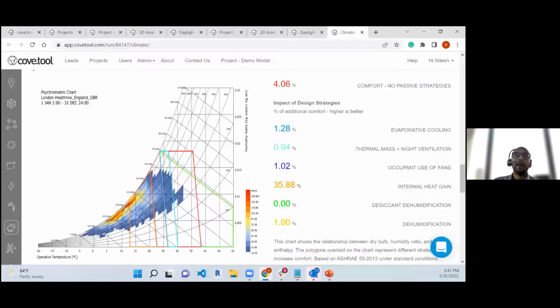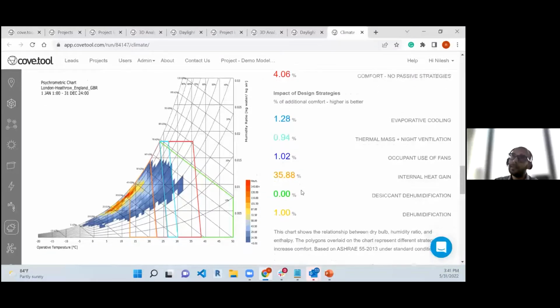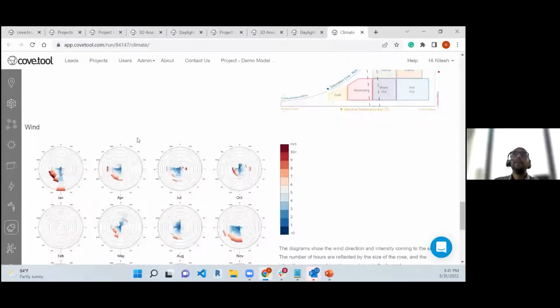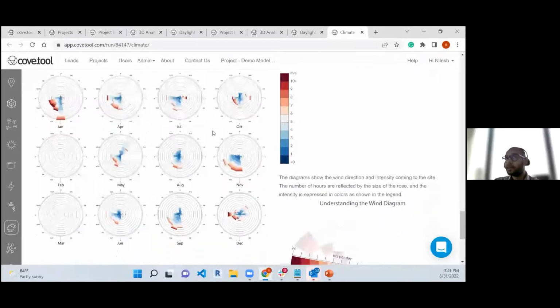Since this is a colder climate, internal heat gain definitely provides a lot of benefit, comfort to the space. Similarly, dehumidification would also add some benefits based on the climate studies. Similarly, you would see the wind analysis for each of the 12 months.